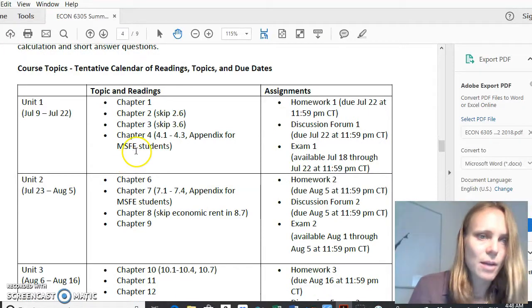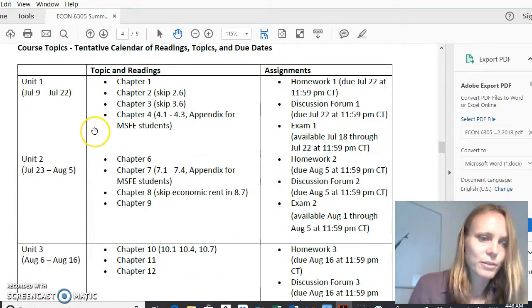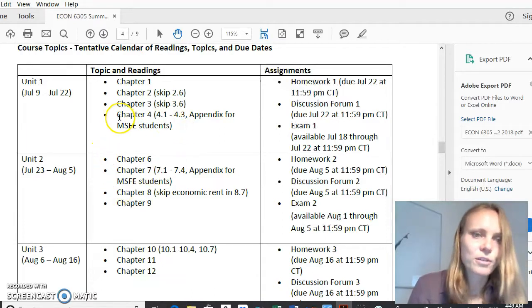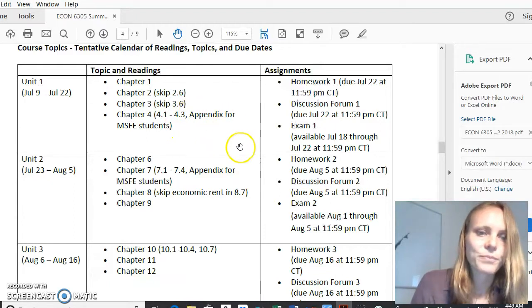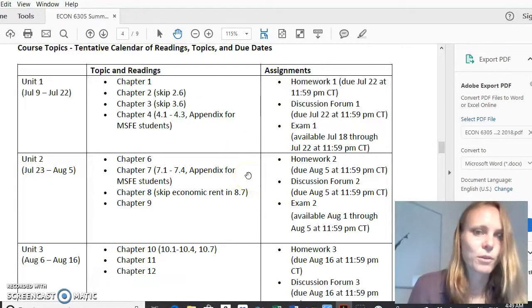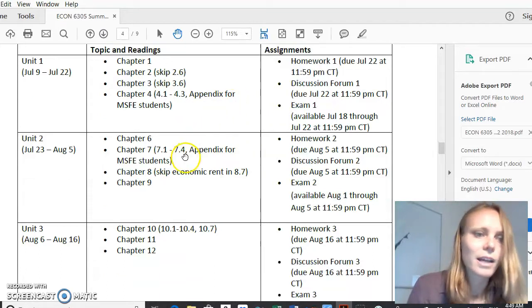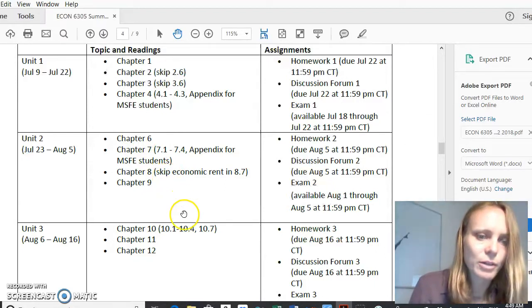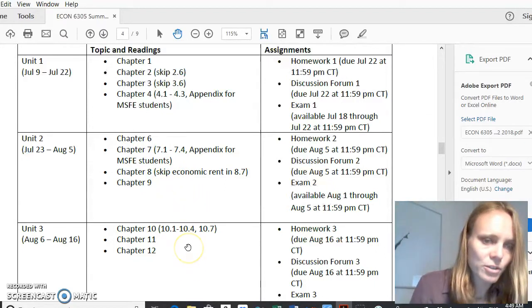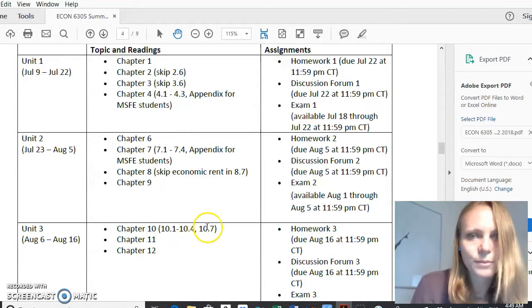Then here, this little table of course topics provides an overview of the 3 units that we're going to be covering. The first one you could loosely call consumer theory, so we will talk about supply and demand, consumer behavior, and demand. Those are chapters 1 through 4. In Unit 2, we're going to look at producer theory and then also start diving into competition, chapters 6 through 9. And then lastly, we are going to continue competition in chapters 10 through 12.